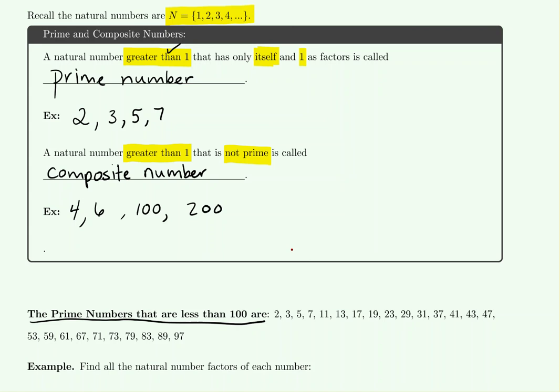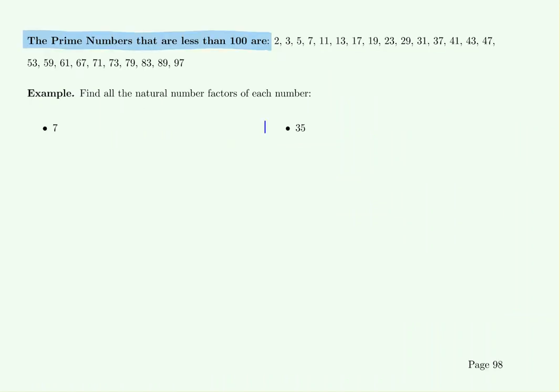So all natural numbers greater than 1 can be broken down into two categories. If you're a natural number, you are either prime or you're composite. And these two categories don't share anything in common because by definition, composite numbers are not prime numbers. Okay. Here's a list of the prime numbers less than 100.